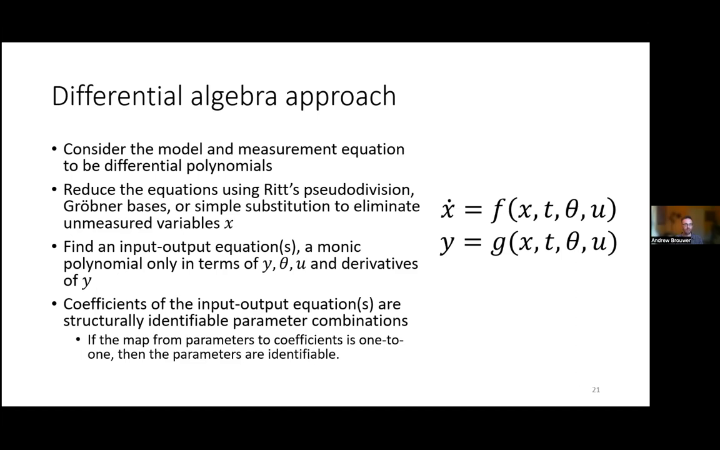So, could you define reverse for me? Oh yeah. So the last bullet says that the coefficients are structurally identifiable parameter combinations. So this is saying that you eliminate the x variables, you get just an equation in the variables y, theta, and u, and this is saying that the coefficients of those equations will be identifiable. Correct.